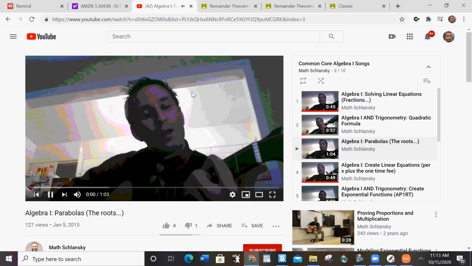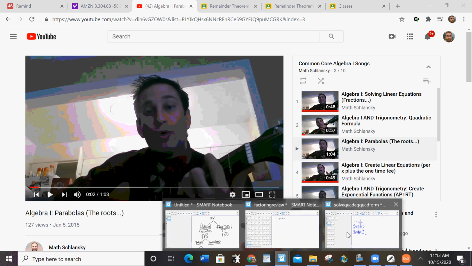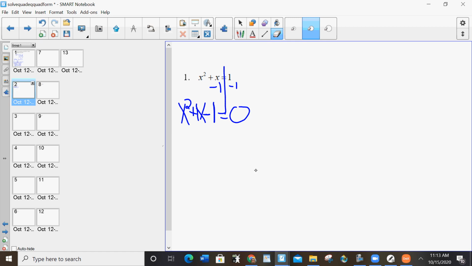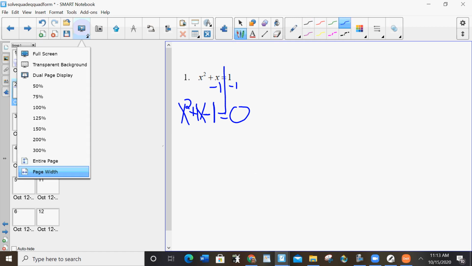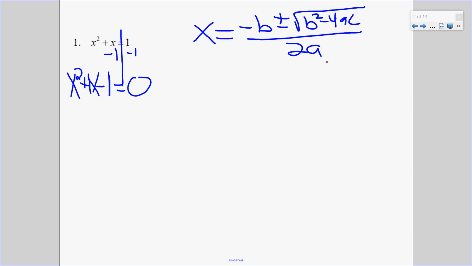Yeah. So his song is the quadratic formula. So, where am I? To solve quadratic equations, many of them can be factored. However, if it cannot be factored, then we use the quadratic formula. And the quadratic formula is x equals negative b plus or minus the square root of b squared minus 4ac all over 2a.